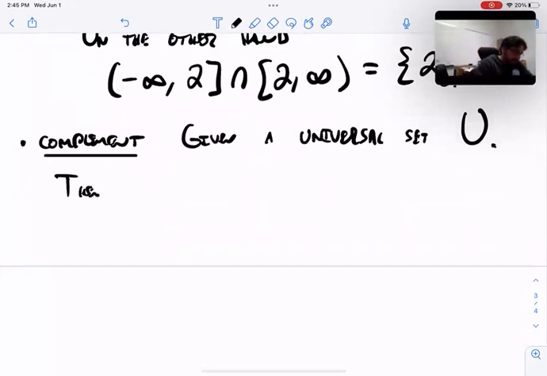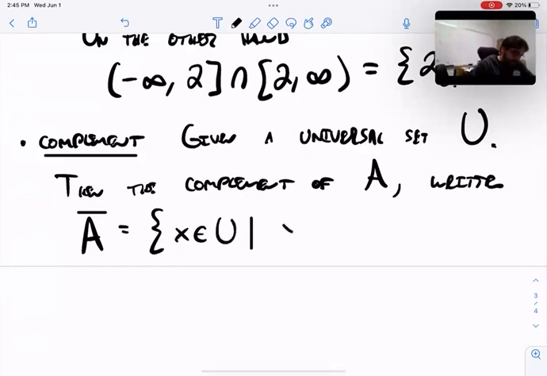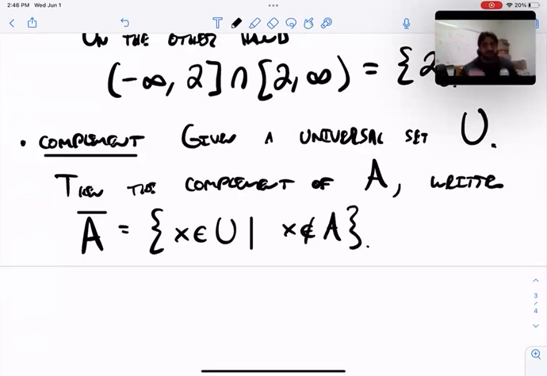Then the complement of A, which is written with an overline, a little hat, is the set of all x in U such that x is not an element of A. That's what the little slash through the element of symbol means. It means not an element of, so it's the negation of being an element. So this is complement.